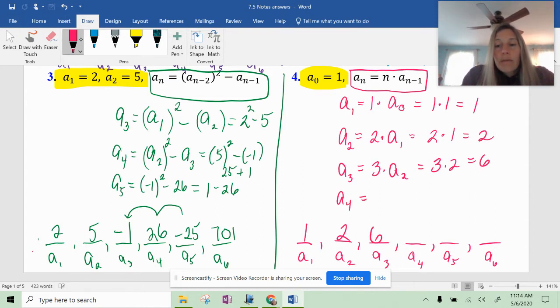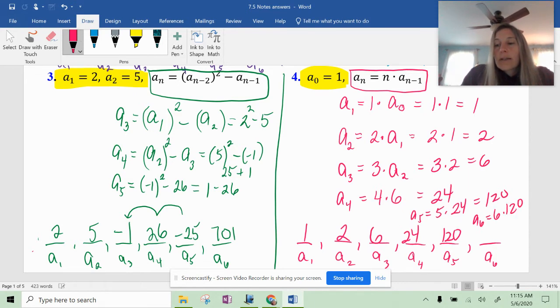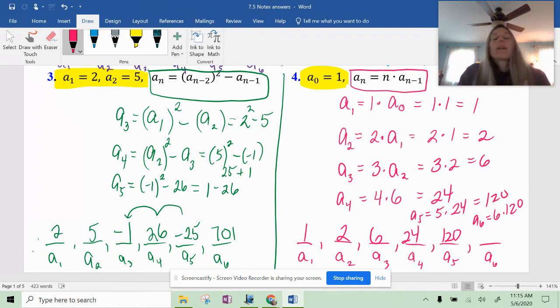So to find my a sub 4, I'm going to do 4 times the previous answer, and that's going to give me 24. And to find a sub 5, I'm going to do 5 times the previous answer, which was 24, and that's going to give me 120. And then to find a sub 6, I'm going to do 6 times the previous answer. So 6 times 120, and I believe that is 740. And that's how you would find the numbers in your sequence, or the terms in your sequence, using a recursive rule.